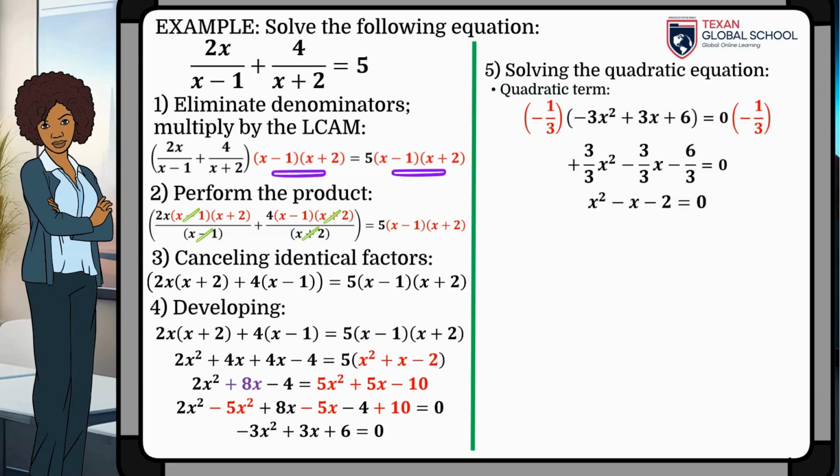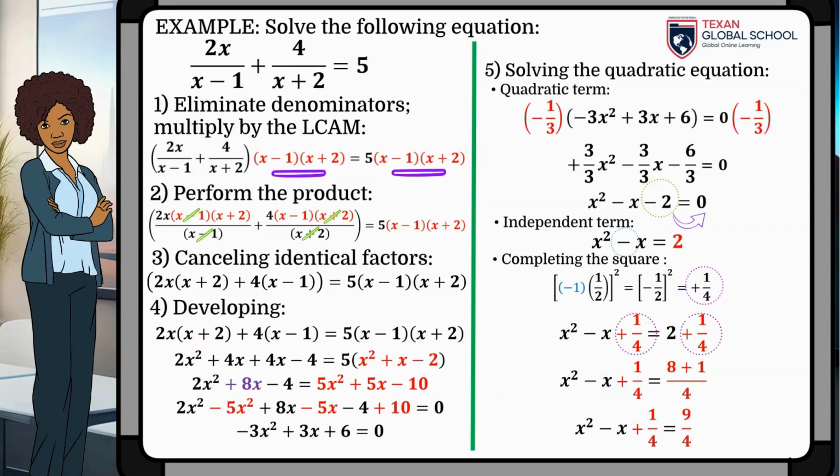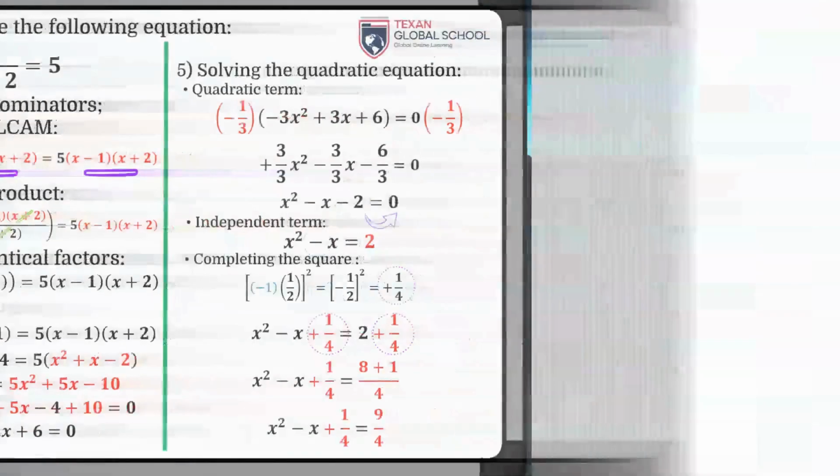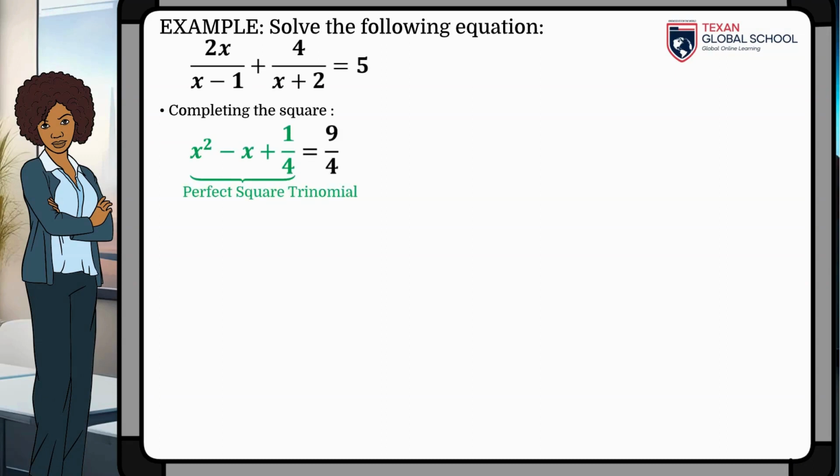To review, since the numerical coefficient of the quadratic term is not 1, multiply both members of the equation by the multiplicative inverse of the numerical coefficient of the quadratic term, to make it 1. So, multiply the entire equation by negative 1/3. Now, send the independent term to the other side of the equation. Then, multiply the numerical coefficient of the linear term by 1/2, and square the result. In this case, the result is 1/4. Hence, add this value on both sides of the equality so as not to alter the equation. Thus, we complete the perfect square trinomial.